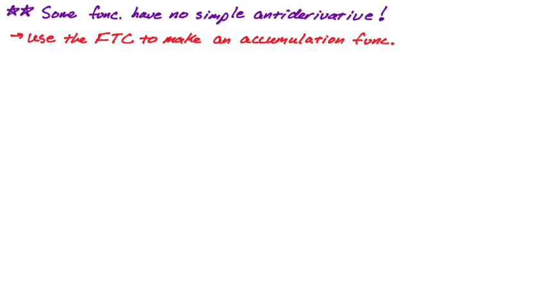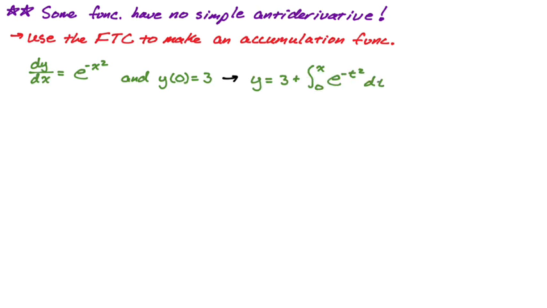So for example, if you see dy dx is e to the negative x squared and y of 0 equals 3, you look at e to the negative x squared and you're just like, I don't know how to integrate that. In fact, no one really knows how to integrate that. It doesn't actually have a simple antiderivative, but we can still write a solution. We can still say y is equal to something. What we'll say is y is equal to 3, which is what you start with, plus the integral from 0 to x of e to the negative t squared dt.